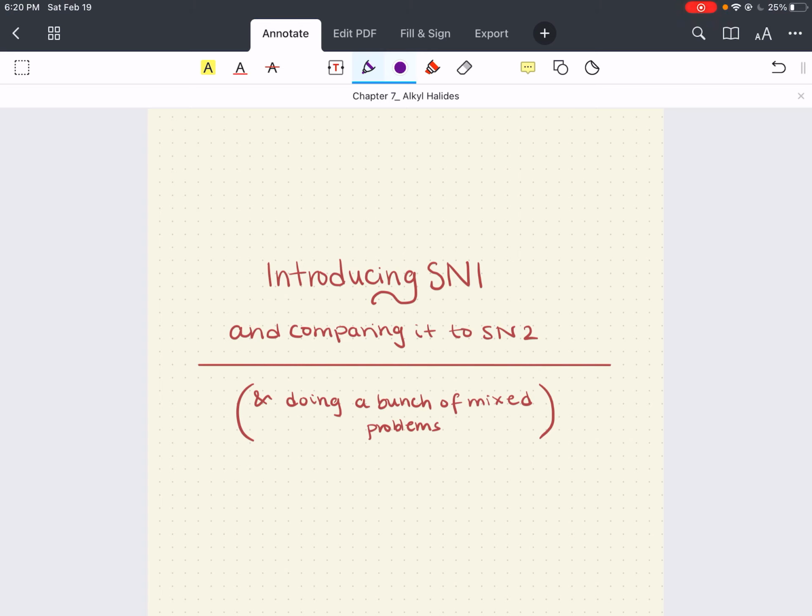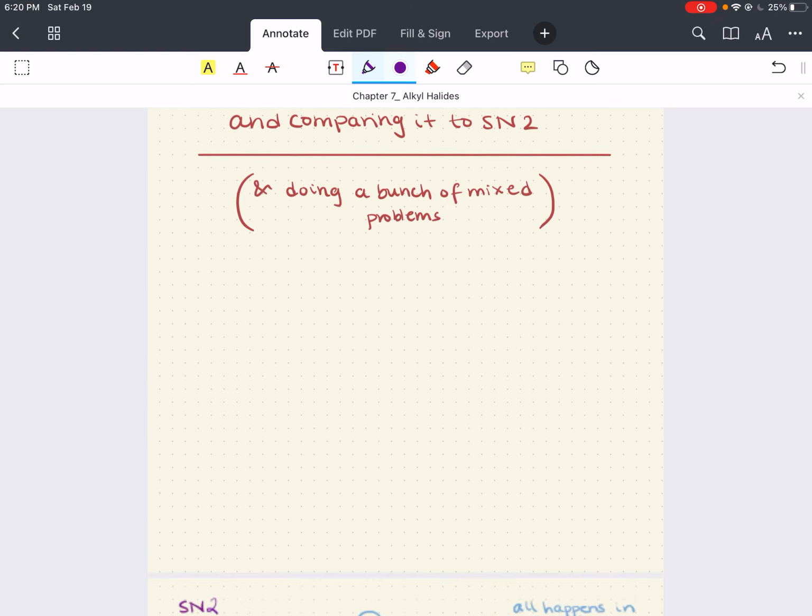Today we're going to continue chapter 7. This session is going to be all about SN1 reactions. We're going to introduce what that is, the difference between SN1 and SN2, and then dive into a mixed problem set with a bunch of SN1, SN2, and E2 problems, because that's what we've covered so far. Next session, which will be our last session for chapter 7, will be all about E1. All right, so let's get started.